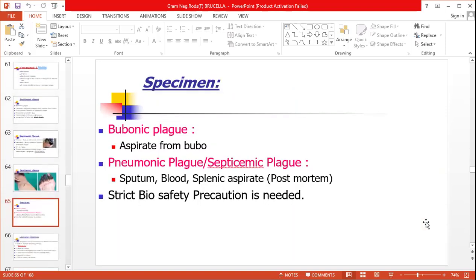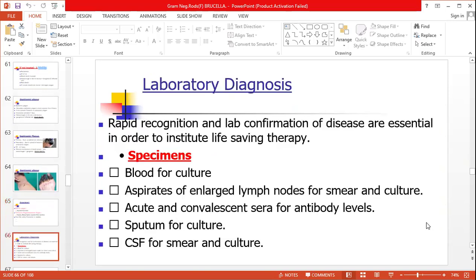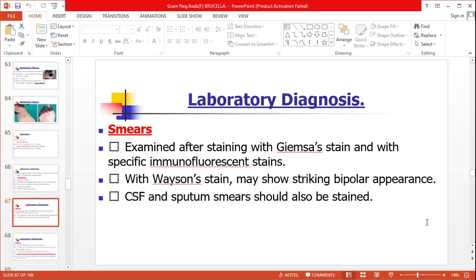Bubonic plague: we take a specimen, aspirate from buboes, that is, a glandular swelling, sputum, blood, splenic aspirates can also be taken. In the specimen, we take blood for culture, aspirate of enlarged lymph nodes, acute and convalescent sera for antibody levels, sputum for culture, CSF for smear and culture. Smear examined under staining, Giemsa staining with specific immunofluorescent stain.